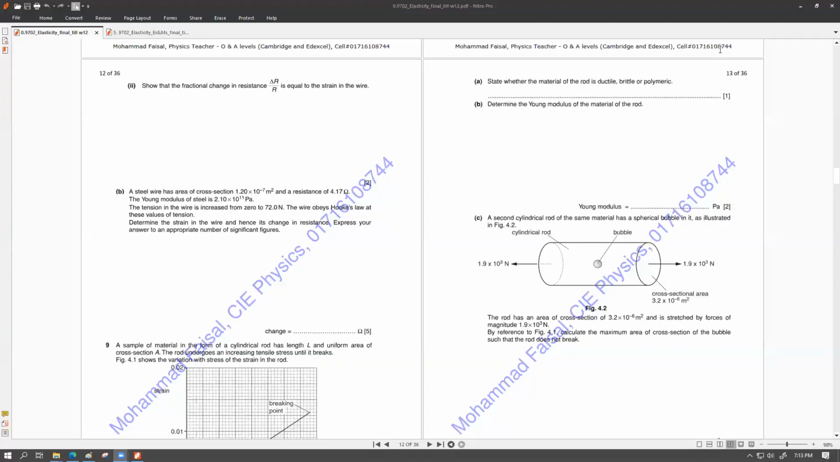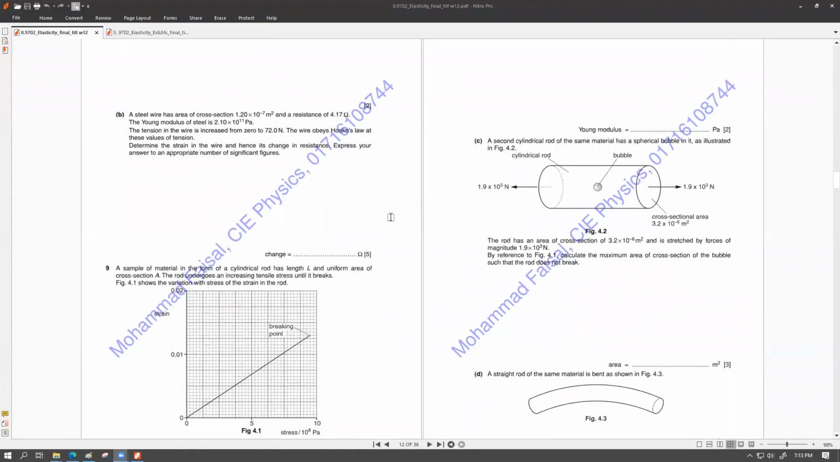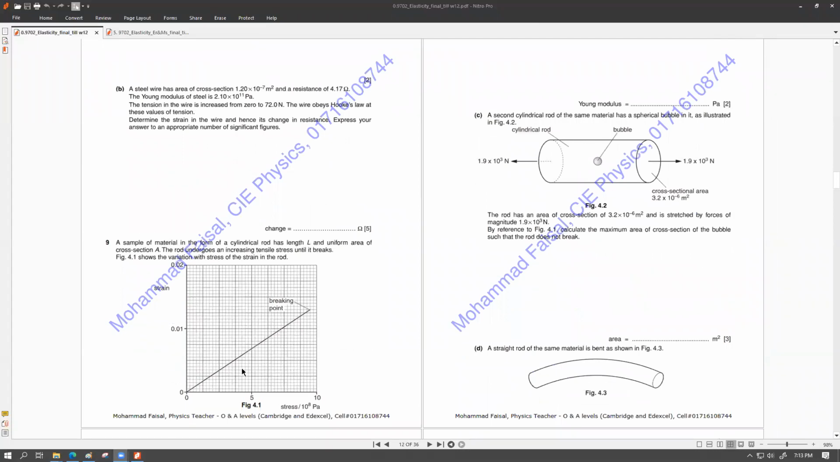It says to determine whether the material is ductile, brittle, or polymeric. Well, obviously it's a ductile material, because this is a straight line graph where there is no curved point whatsoever. So the endpoint is pretty much the breaking point. So this is our breaking point. So that's the straight line curve.